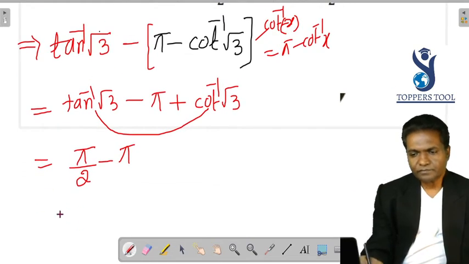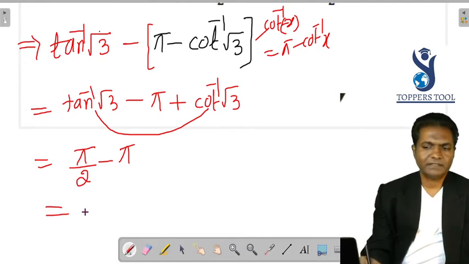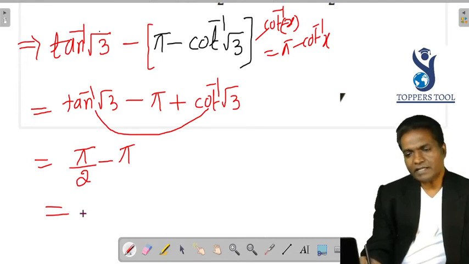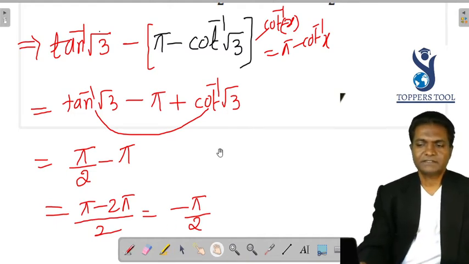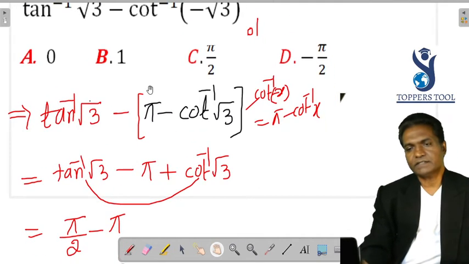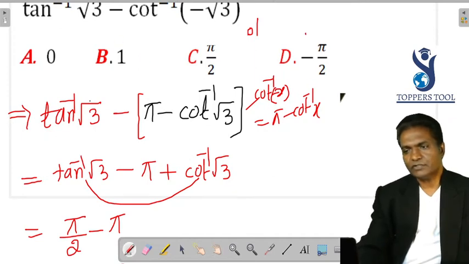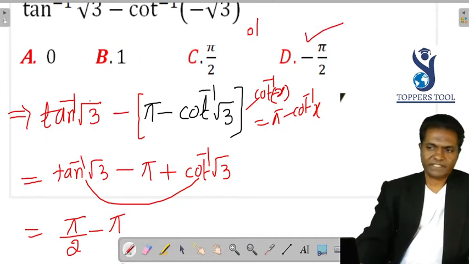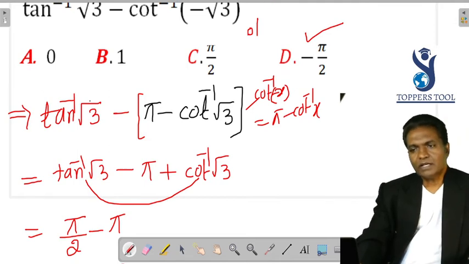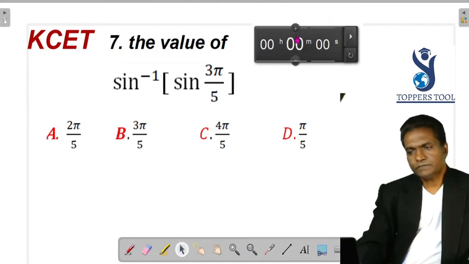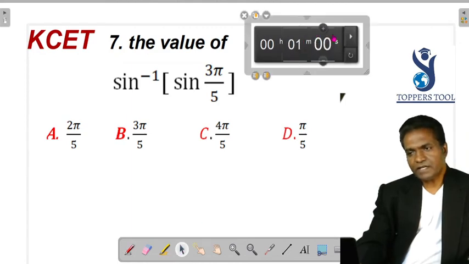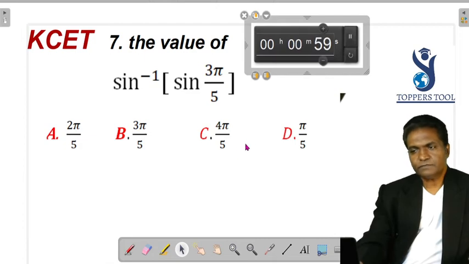So now pi by 2 minus pi. Either you take LCM or you can directly write it as (pi minus 2 pi) by 2, which is minus pi by 2. So check your answer. Minus pi by 2. Yes, the last one is the correct answer. So let's have another, question number 7. Your time starts now.